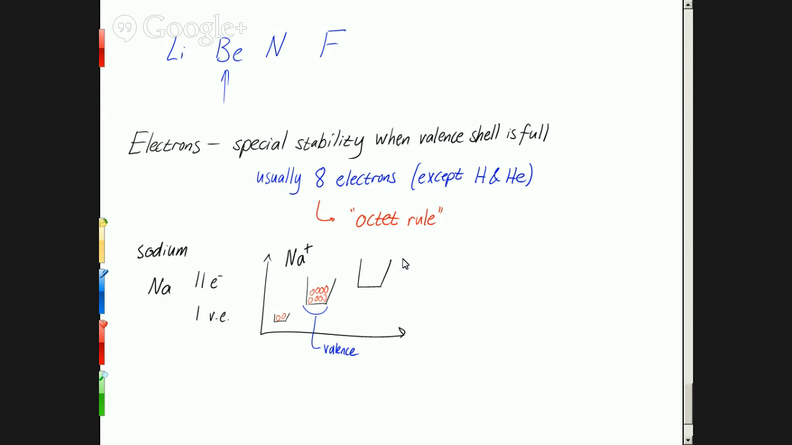So I would have liked to show you that here, but obviously I'm not going to do that. We can expect all the elements in that column then to behave in the same way, to lose that electron very easily and very exothermically. And I'll skip around a little bit and show you a couple examples of that.